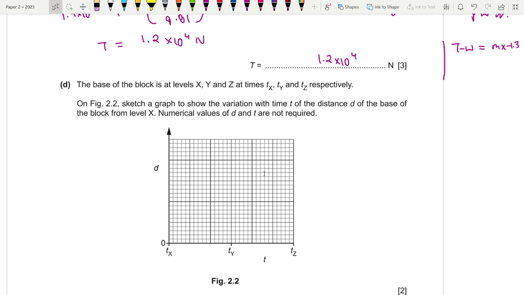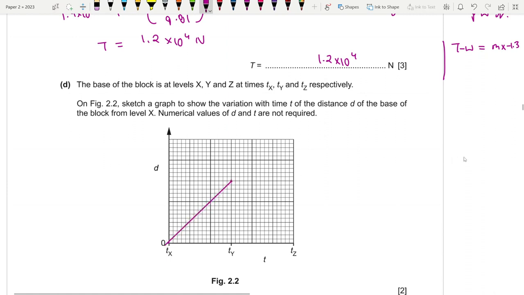Okay, so numerical values are not required. So for example, I can just do this. Check this. So I can just draw a straight line from this section to here. Wait, let me just draw a shape. So this is the first part, straight line. Use your scale to draw this, by the way.